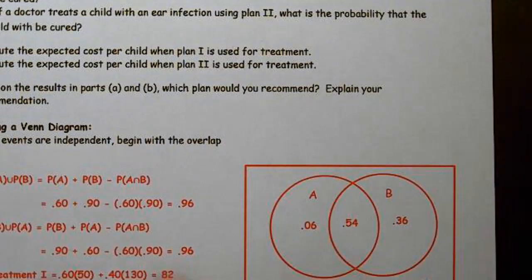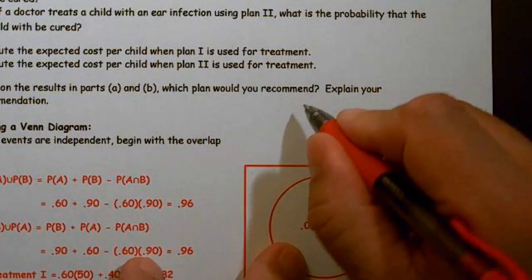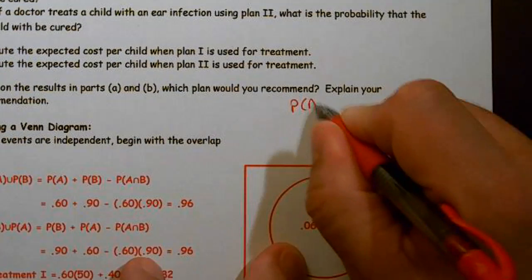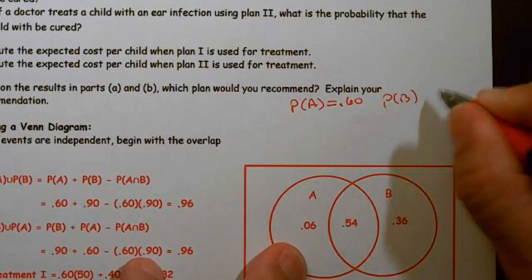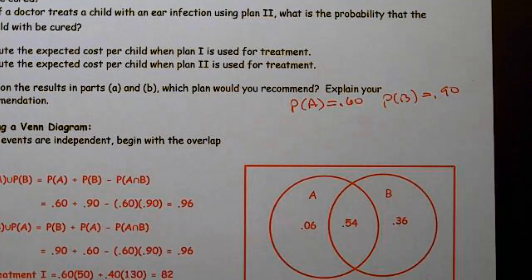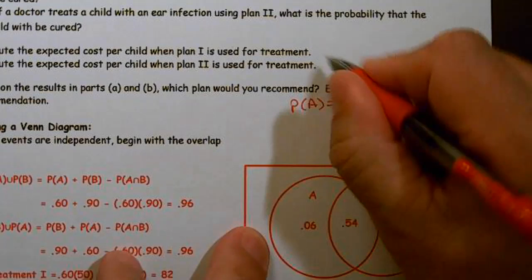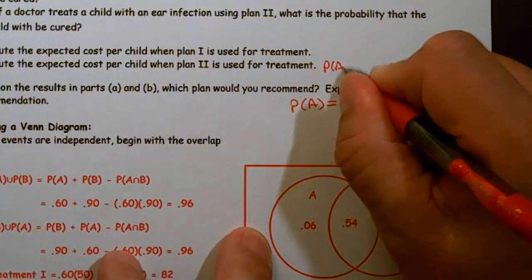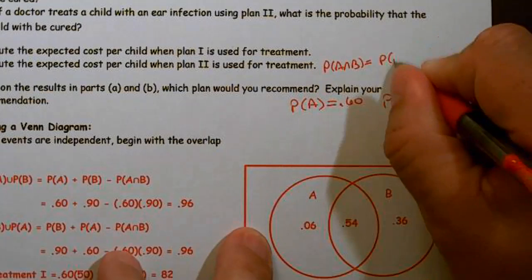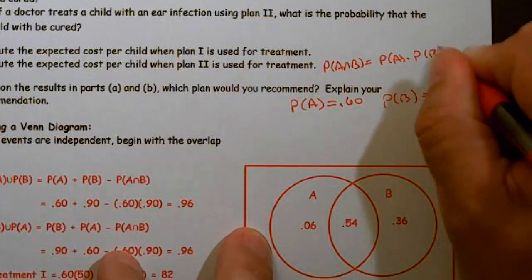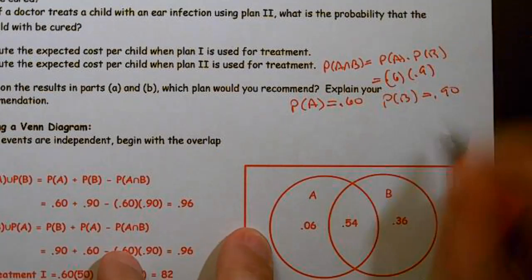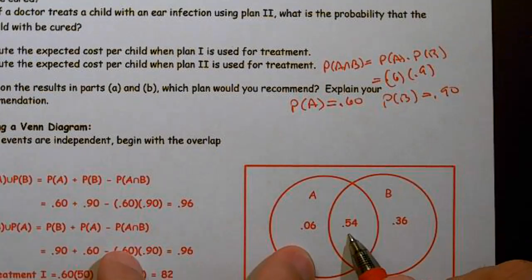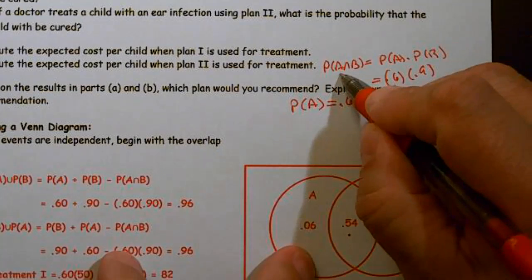So here's the Venn diagram I set up, and here's how I did that. They said the probability of A works, probability of A is 0.60, and the probability of B equals 0.90. Well, they told me they were independent, and remember, this is only true if they're independent, so I can take the probability of A and B equals the probability of A times the probability of B. So I can go 0.6 times 0.9, and that gives me 0.54. So that's my intersection, that's my overlap.